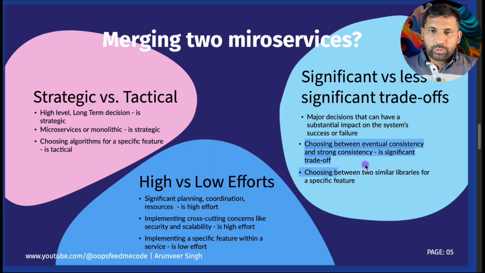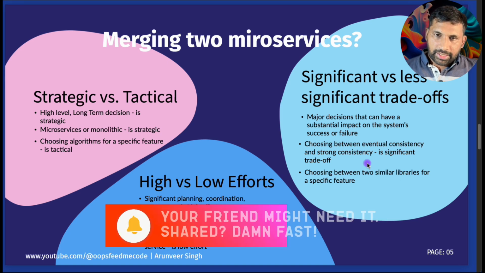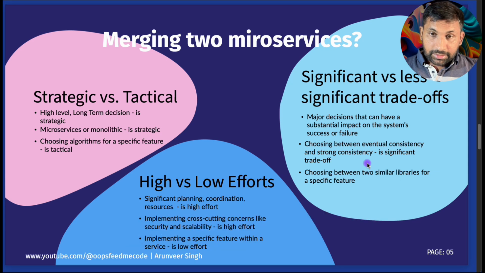For example, here choosing between eventual consistency and strong consistency is a significant trade-off. So let's say I decided that my system is today eventually consistent and I want to make it strongly consistent. Then I need to think a lot about whichever distributed component I'm talking about, for example cache, or messaging, or databases, right? And I want everything to be strongly consistent, then it may impact performance also, right? So I need to think a lot about it, and losing the performance or slowing down the system.